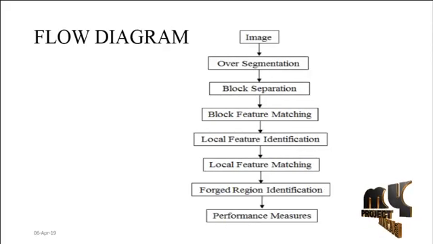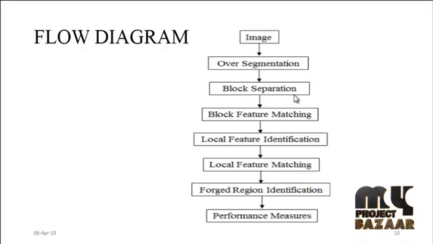Now we are going to discuss the flow diagram for the process. At first, the input image is taken from the dataset. The dataset consists of several tampered images. After getting any one tampered image from the dataset, the over segmentation is carried out. In this over segmentation, the SLIC segmentation method is used. Over segmentation is otherwise known as the approximate segmentation of the region.